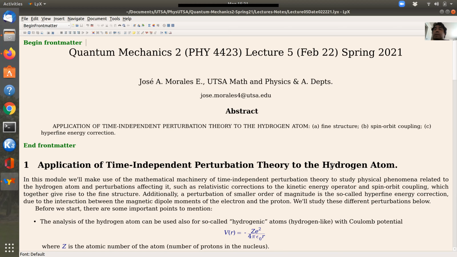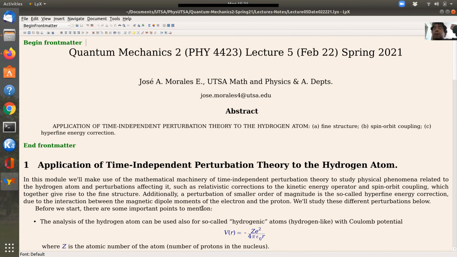So basically, we will use time-independent perturbation theory to introduce corrections for additional effects on the hydrogen atom beyond what you studied in your previous quantum mechanics course. They are basically the fine structure, which is made of a relativistic correction and a spin orbit coupling, and then the hyperfine structure.